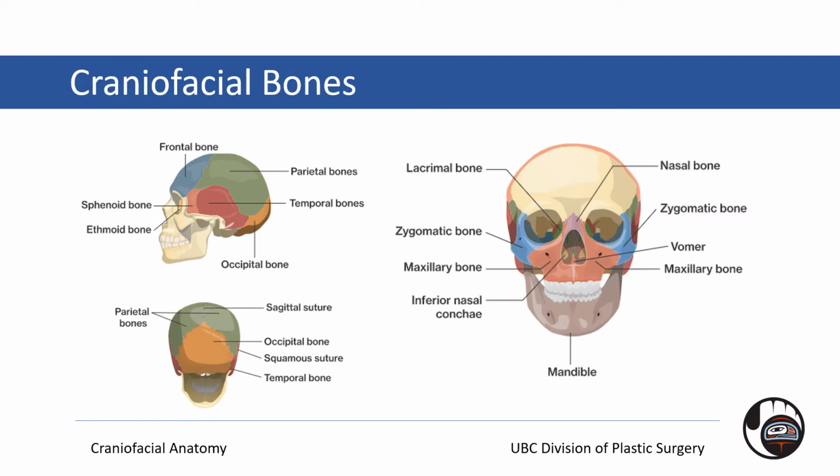There are 8 cranial bones and 14 facial bones. The bones of the cranium include the frontal bone, the parietal bones, the temporal bones, the occipital, sphenoid, and ethmoid bone. The facial bones include the zygomatic bone, maxilla, lacrimal bone, nasal bone, inferior nasal conchae, vomer, and mandible.